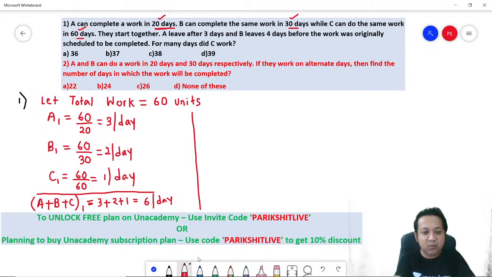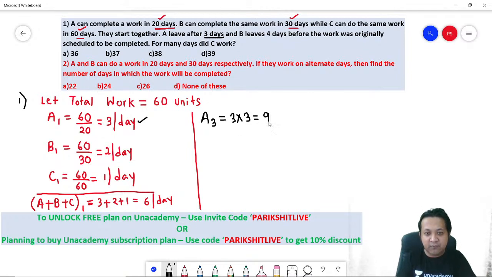Now let's see what has actually happened. A leaves after 3 days. So can I say in 3 days, how much work A would have completed? One day A does 3 units. So in 3 days, A would have done a total of 9 units.